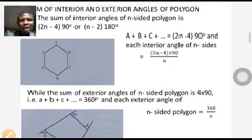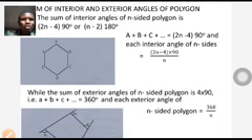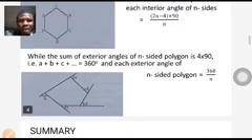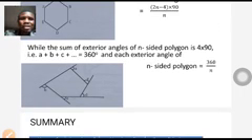From there you can also find each interior angle of an n-sided polygon, which is given as 2n minus 4 times 90 degrees over n, or n minus 2 times 180 degrees divided by n. Now, the sum of exterior angles of any n-sided polygon is 4 times 90, that is 360 degrees.